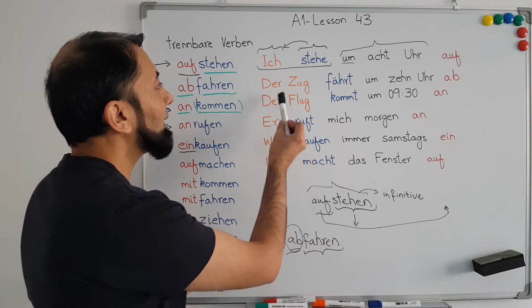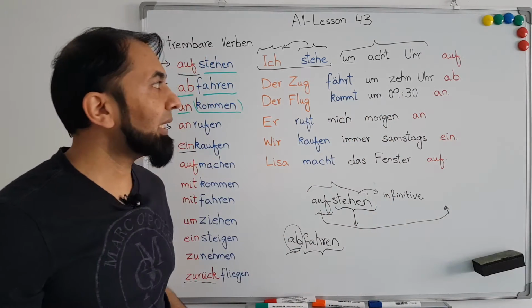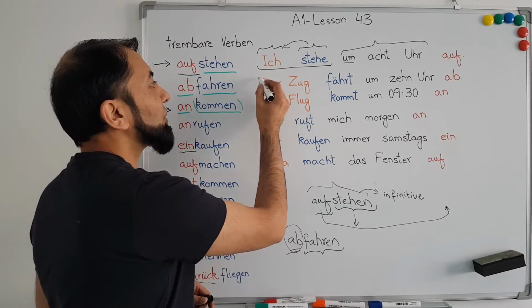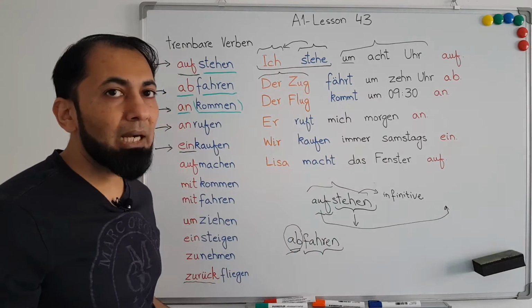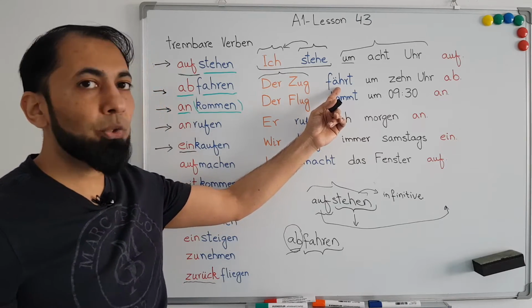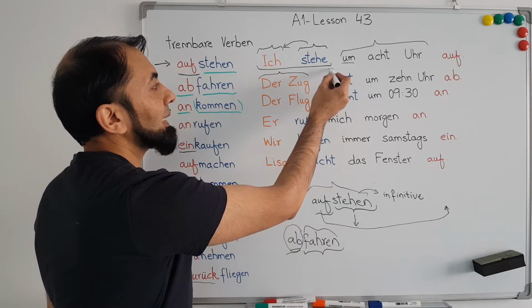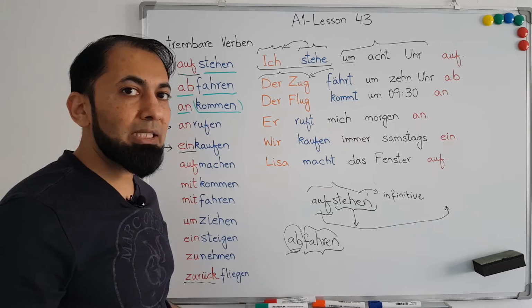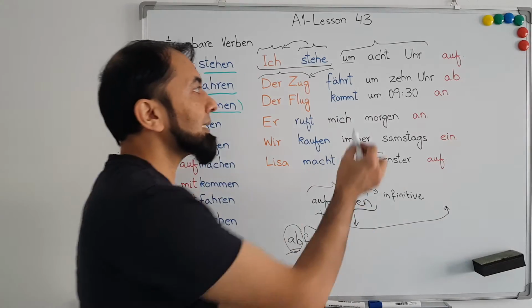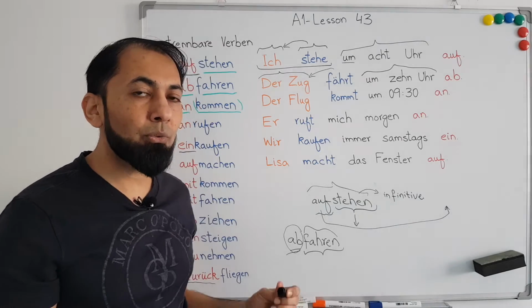Let's look at the example. Der Zug fährt 10 Uhr ab. The train departs at 10 o'clock. Again, the first position is for the subject. What is departing? The train is departing. Then we have to conjugate the infinitive form of this verb according to the subject of the sentence, and fahren, if we conjugate it with respect to the third person singular, der Zug, will become fährt. Next we have to tell time, at what time the train is departing, and for that we have to use the preposition.